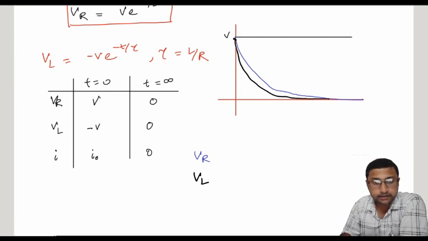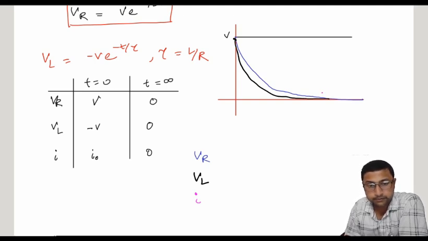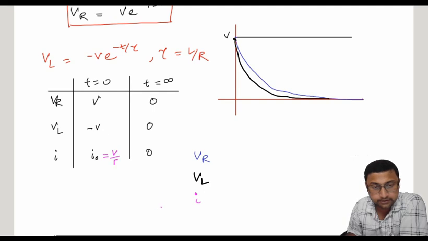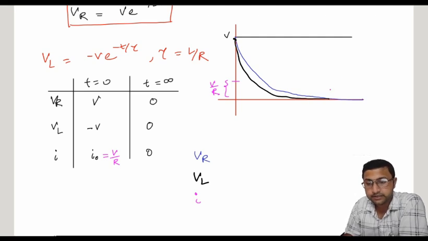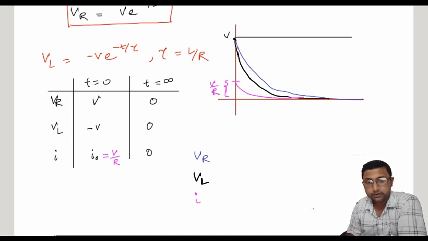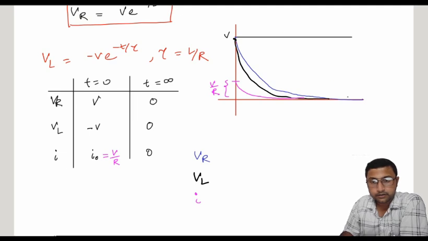And current is represented by I. So I equal to V0, that means I0. I0 means actually V by R. So this is that portion, V by R. This is also a constant DC value. Starting from V by R, it will also go to 0. So this is the I0 or I. Okay, this axis is known as the time axis.